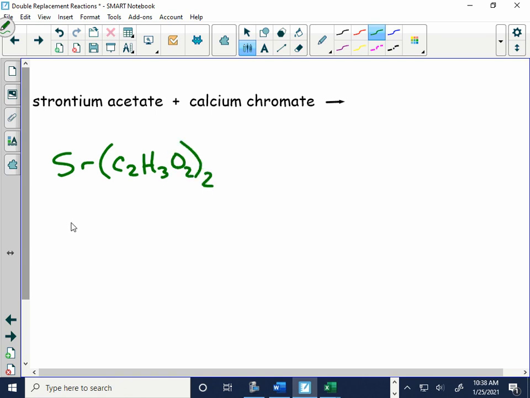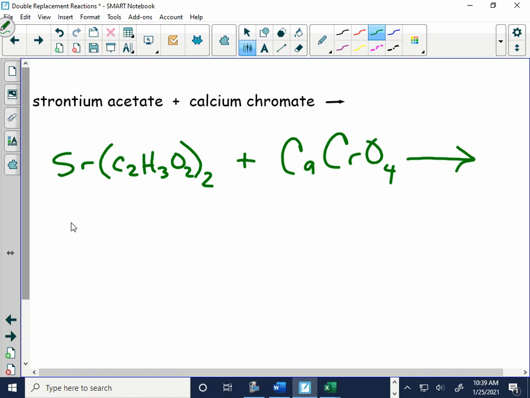So strontium acetate right there. And once again, can you see how important it is to be able to write formulas given the name? It's very important. Okay? It's very important. Calcium chromate. Calcium, Ca is a 2+. Chromate is CrO4, 2-. So there are my two reactants.